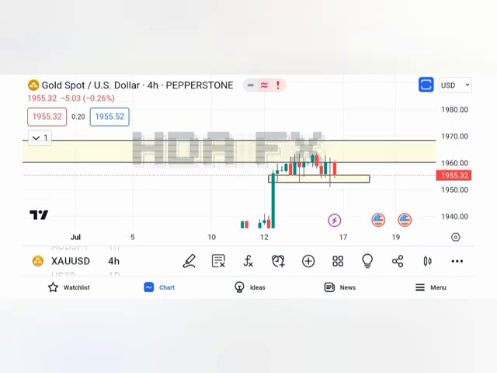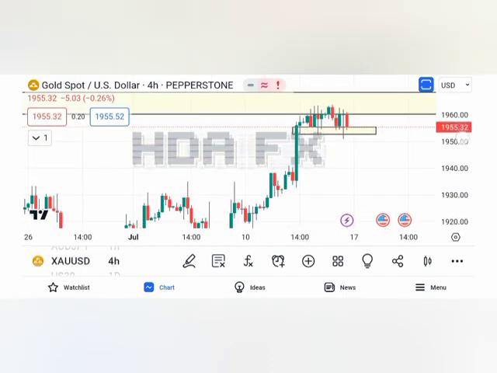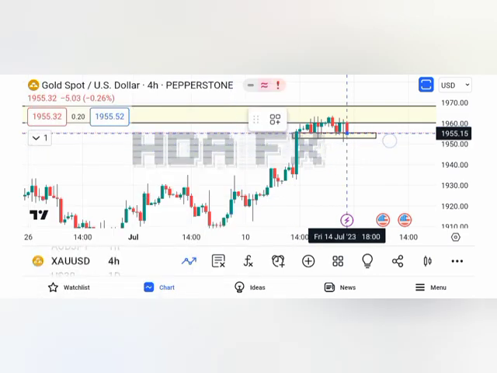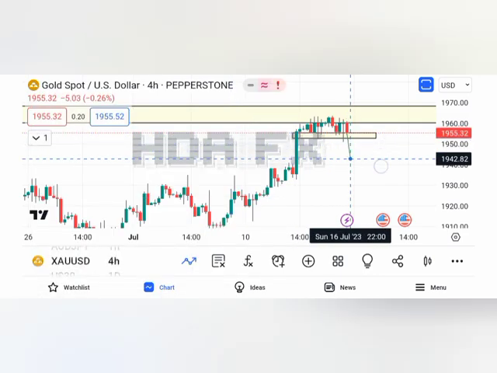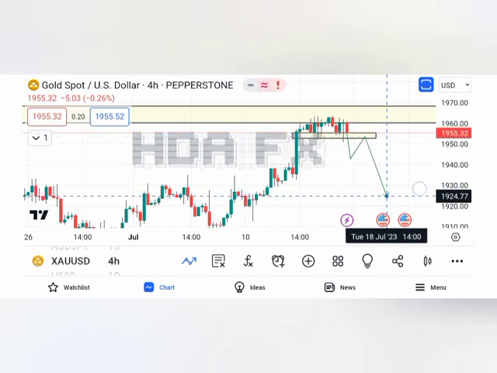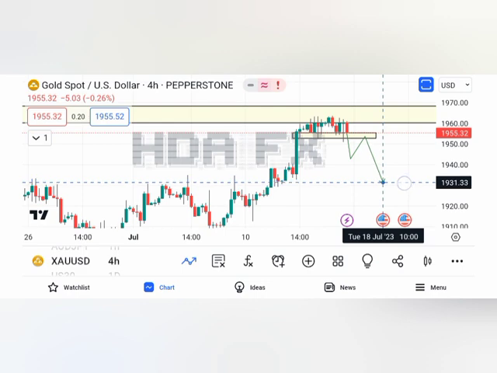So now what I want to see on gold is a break downward, then a retest to this key level, then a continuation downwards on gold. So this is my analysis on gold, and my targets for gold. Actually, I'll be taking price down to around $1,930 on gold. So that will be my target on gold.